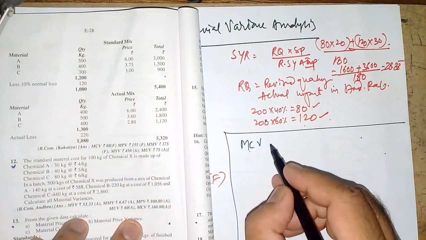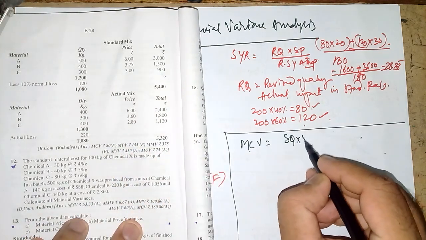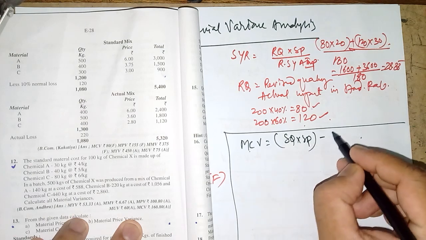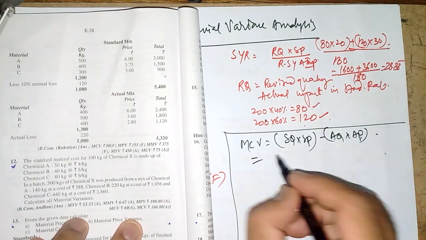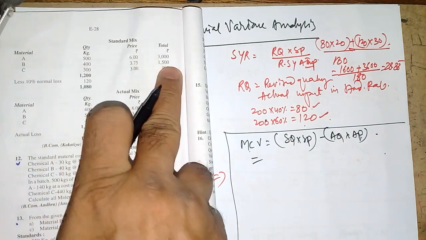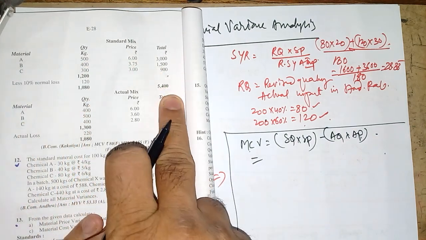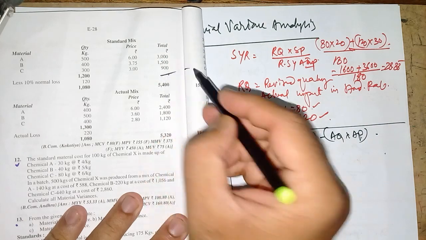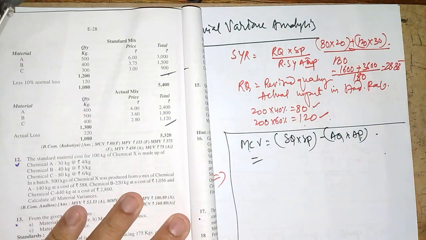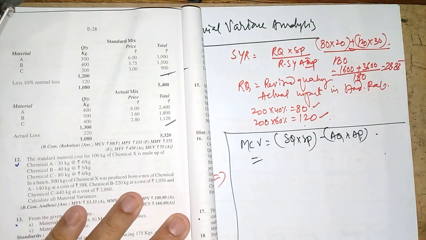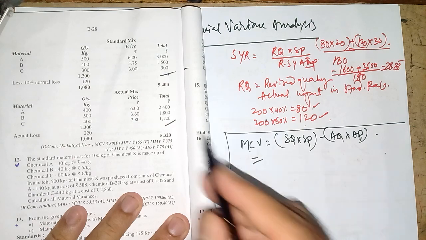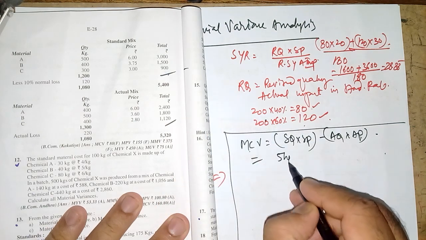MCV is equal to SQ into SP whole minus AQ into AP. So SQ into SP is directly given here, right? So we need to make the summation of these values, right? How much? 3000 plus 1500 plus 900. So 4500 plus 900 is equal to 5400.